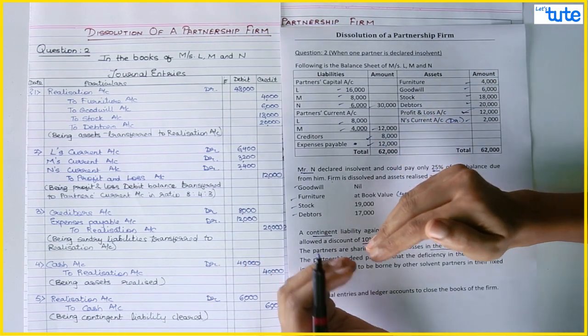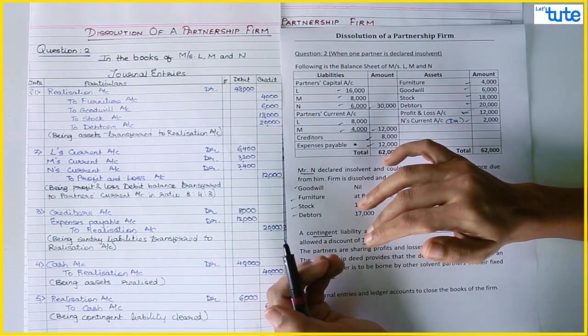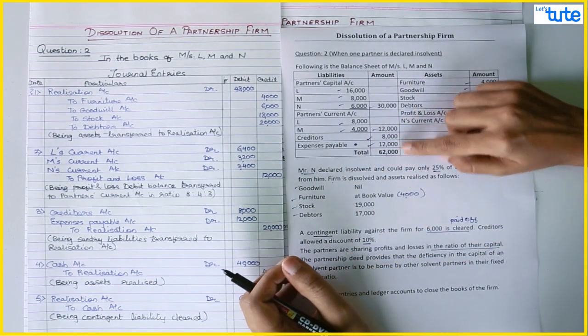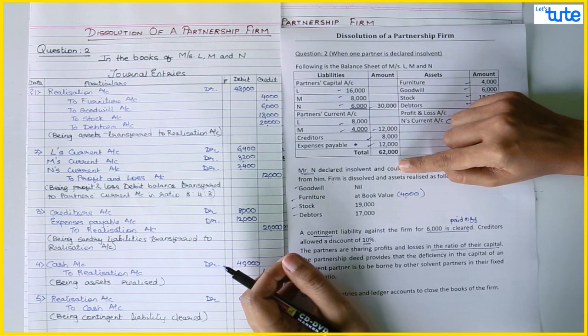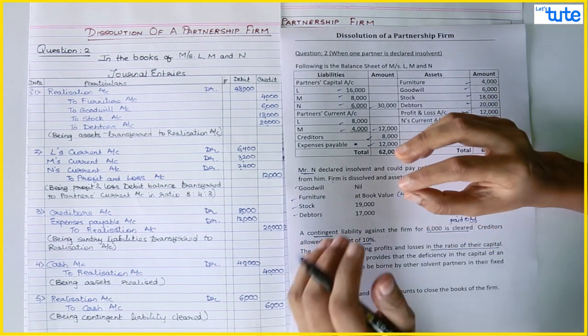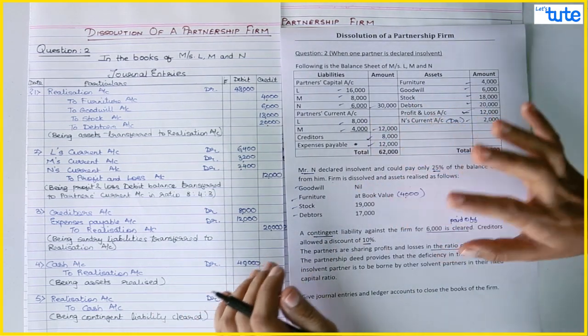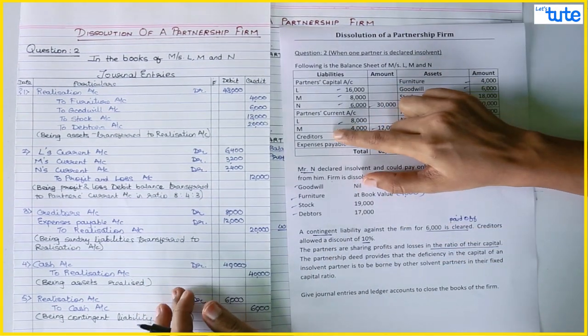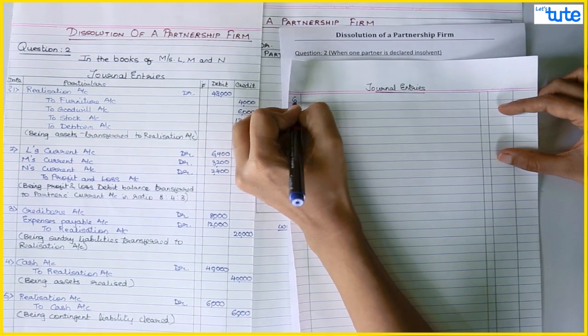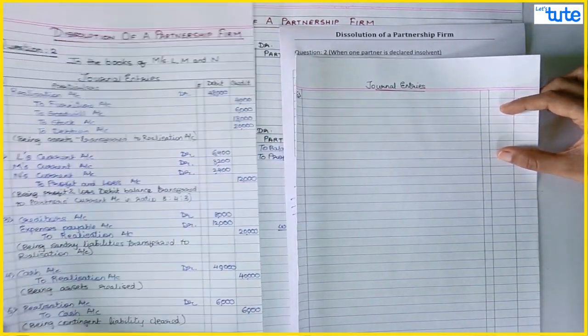So if they don't specify in your question about the external liability being paid off, always assume that whatever is the book value, that is the balance sheet value of the liability, that entire amount is paid off, unless any other adjustment is given in your question. So we'll pay off our creditors and expenses. That would be our entry number 6. So this is your contingent liability paid off.